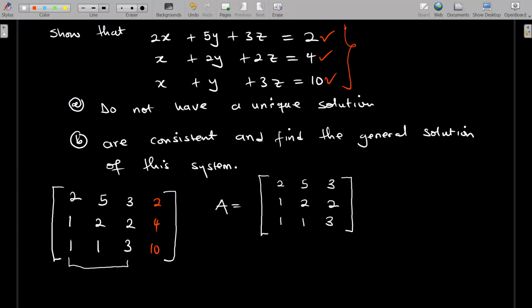If you show that the determinant of this matrix is 0, then you can say that the system doesn't have a unique solution. How am I going to find a determinant here? I'm going to show you a trick of finding the determinant of a 3x3 matrix. So I have my A to be 2, 5, 3, 1, 2, 2, 1, 1, 3.